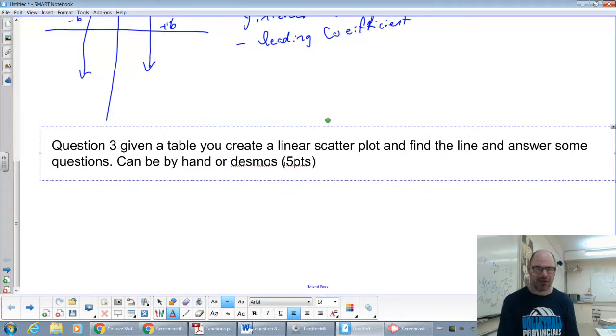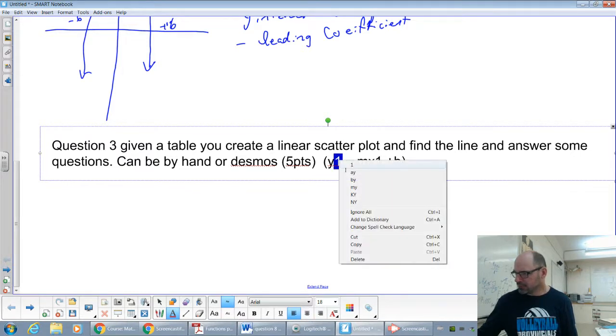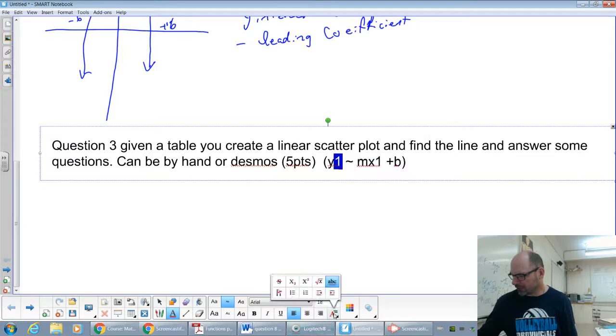So that's a linear one. So that's going to be using y equals mx plus b. Remember with Desmos, you have to put it in so that it says y1 is approximately equal to mx1 plus b, like this. Okay, where these are subscripts you have to have. See if they got subscripts in here. Yeah, they do. Okay, like that.